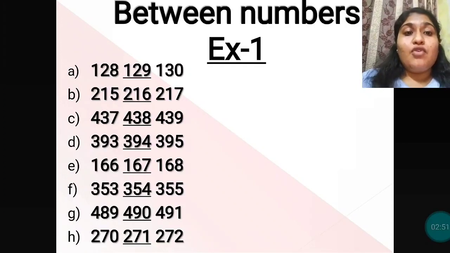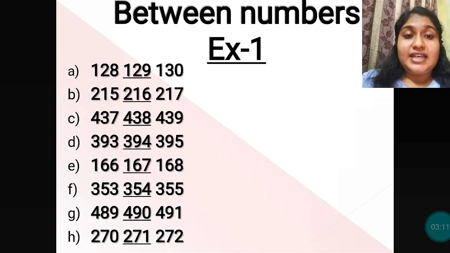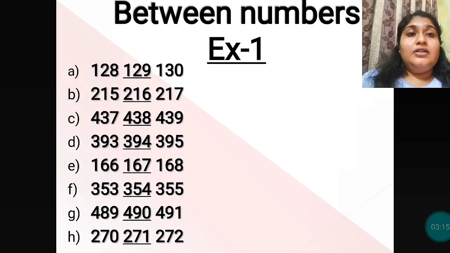So students, 490 यहाँ पे between number है. So 490 489 से बड़ा है but 491 से छोटा है. Last 270. 270 के बाद क्या आता है? 271 and 271 के बाद क्या आता है? 272. So 271 यहाँ पे between number है किसका? 270 and 272 का.